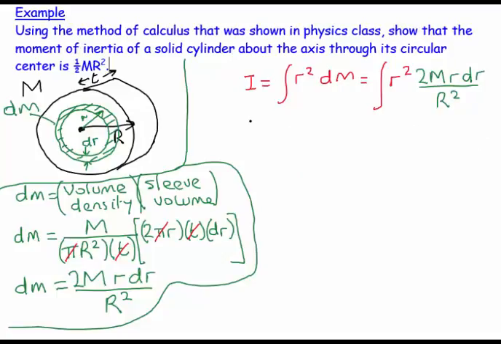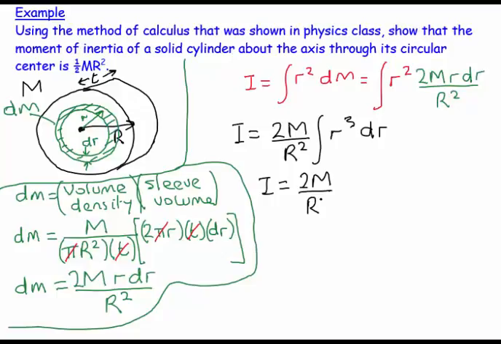So let's continue and pull all the constants out. Well, the 2 comes out and the big M comes out and the R squared comes out because they're all constants. And that leaves the integral, well, I have a little r squared and a little r, so that would be little r cubed dr. So I is equal to 2m over big R squared times little r to the 4th over 4.